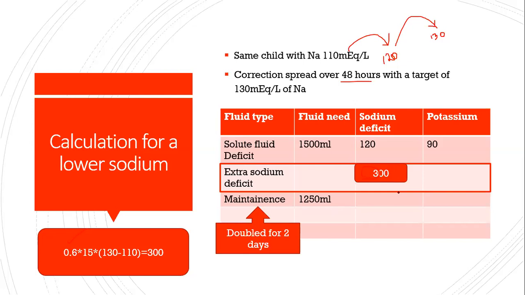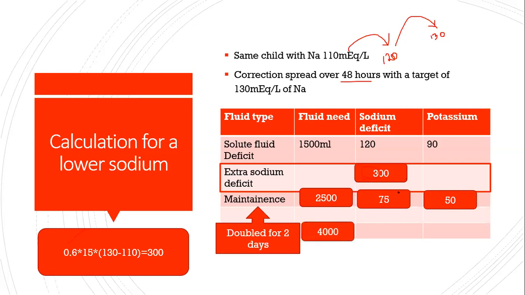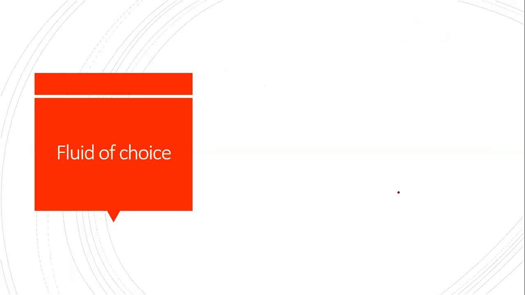You are going to do it as a correction for 48 hours. So double the maintenance. Okay, 2500 ml. Double the sodium maintenance will be 75. Double the potassium maintenance will be 50. Because you are going to give it over 48 hours, per day, the 24-hour requirement will still be the same. Add everything together. For 48 hours, you are going to give this child 4000 ml with approximately 500 milliequivalents of sodium and 140 milliequivalents of potassium.